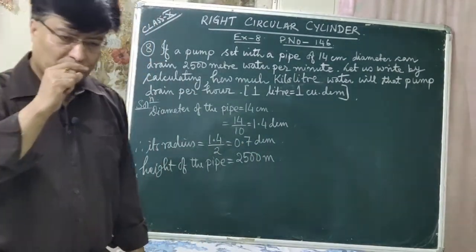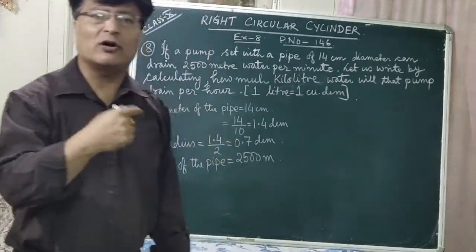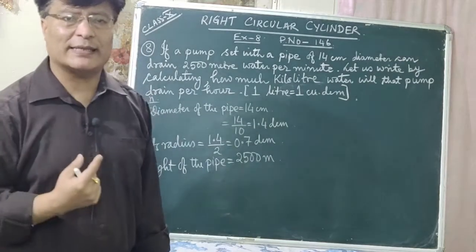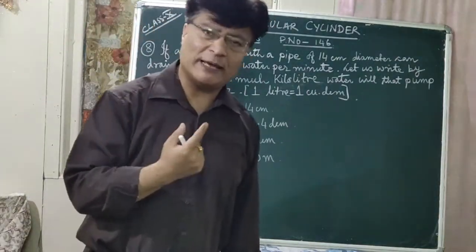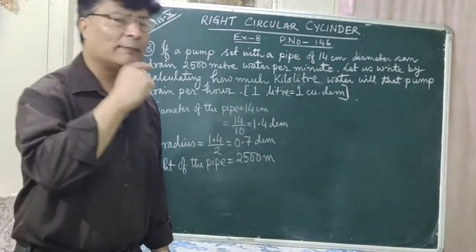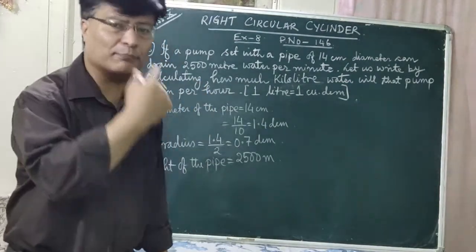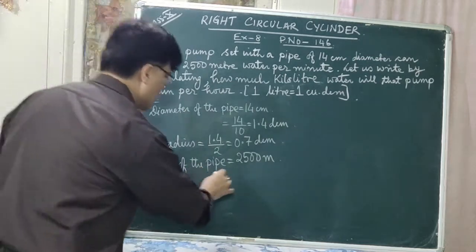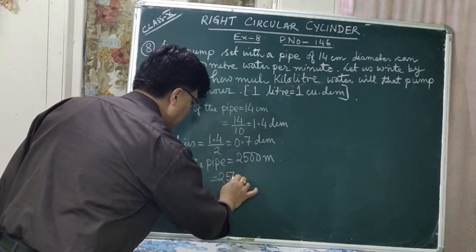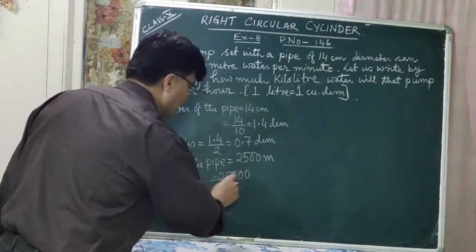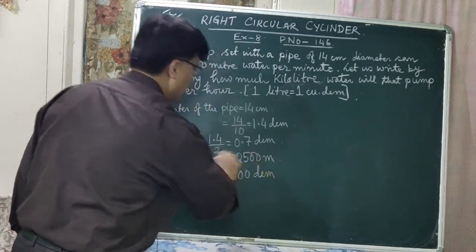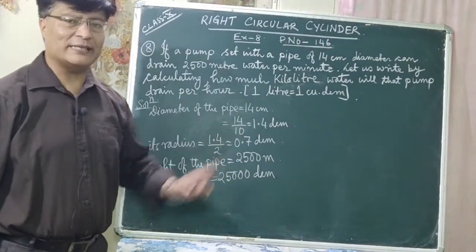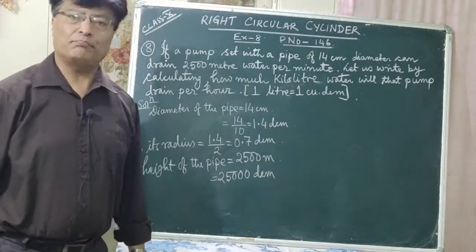अब मिटर भन्दा डेसिमिटर अलिकति सानो युनिट भयो. अब ठुलो युनिट देखि सानो युनिटमा लाँदा हामी के गर्छौं, मल्टिप्लाई गर्छौं. कतिले मल्टिप्लाई गर्छौं भन्दाखेरि मिटर देखि डेसिमिटर एक स्टेप मात्रै हामी सानो युनिटमा चेन्ज गर्छौं. भनेपछि 10 ले मल्टिप्लाई. 2500 लाई 10 ले मल्टिप्लाई गर्दा कति हुन्छ, 25,000 decimeter. So that is the height of the pipe.